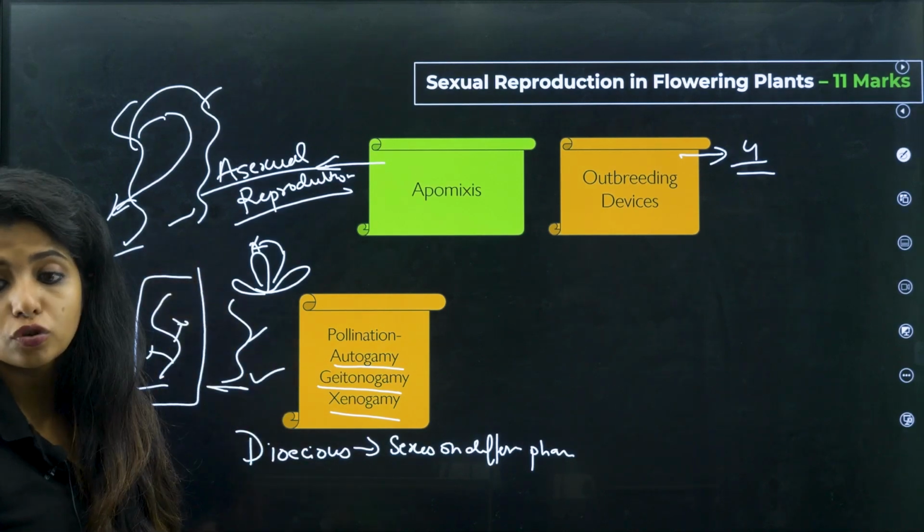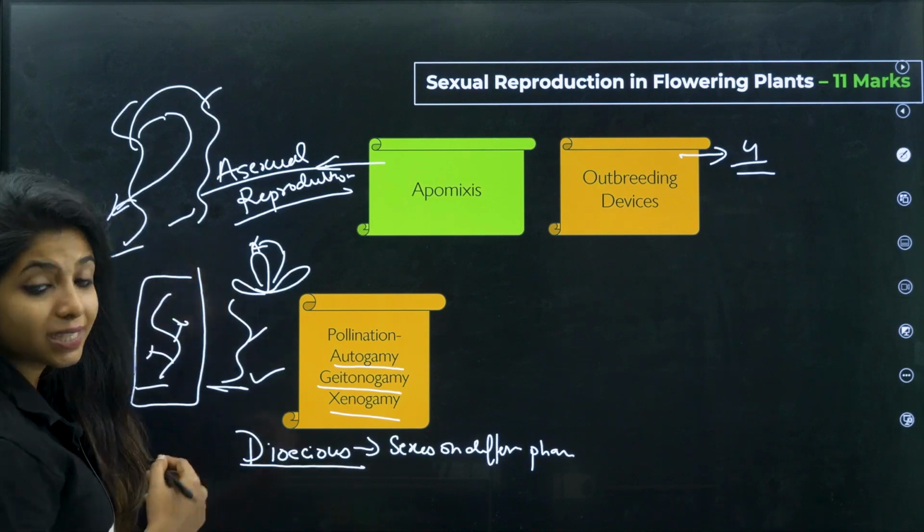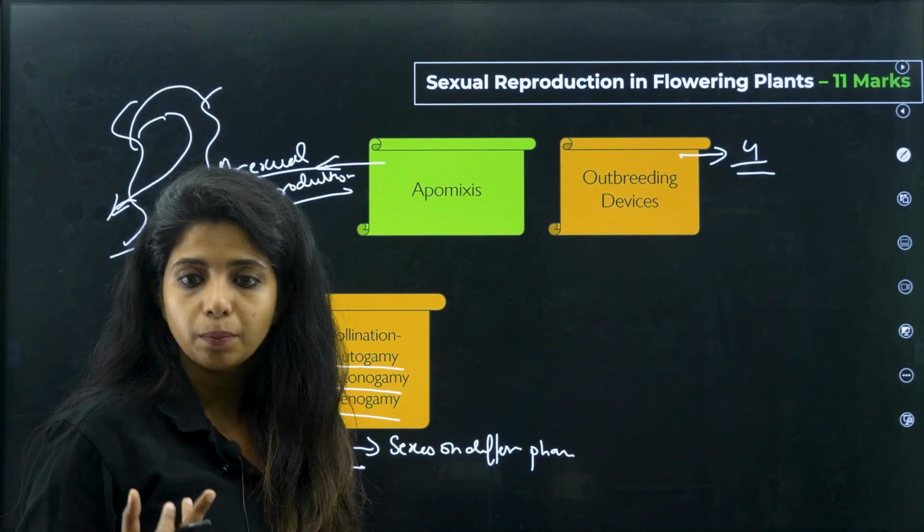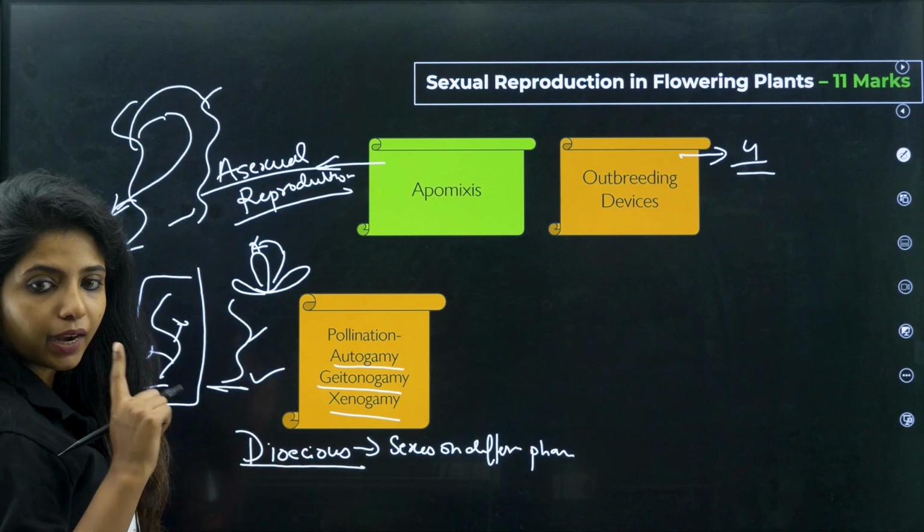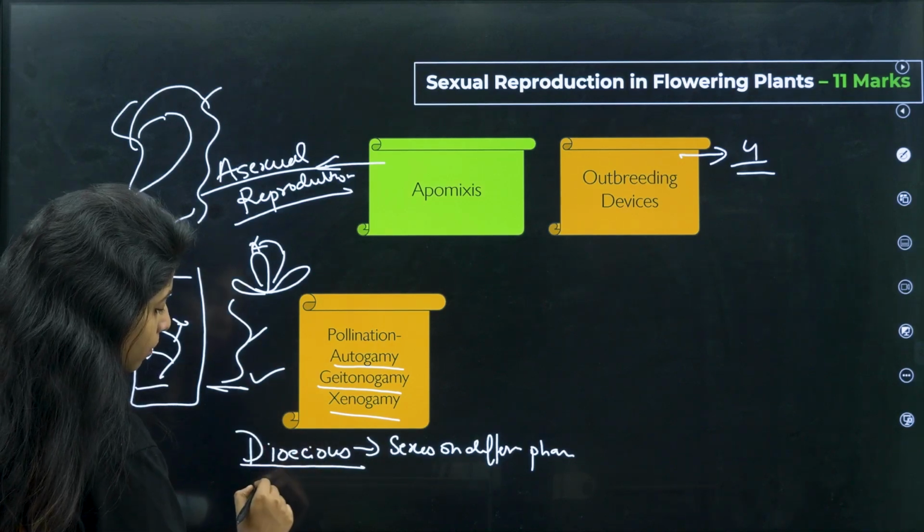Only xenogamy can happen. So you should be knowing what a dioecious plant is, and examples of dioecious plants. You have papaya, you have date palm and everything as examples. Okay, now you have monoecious plants.